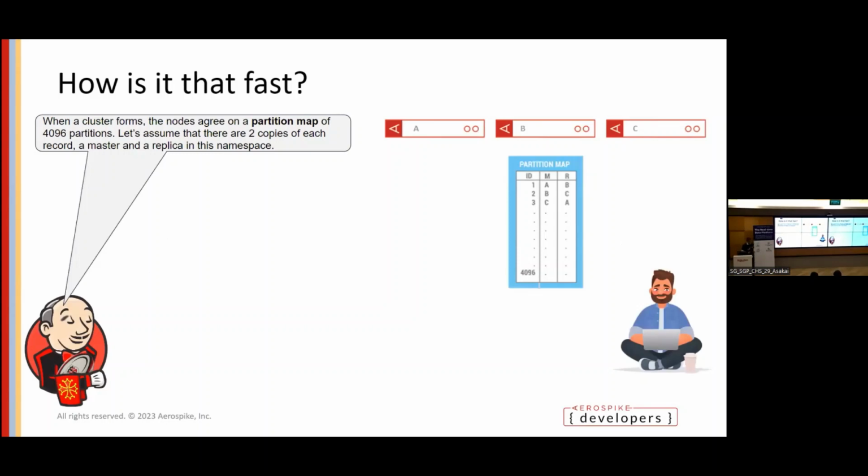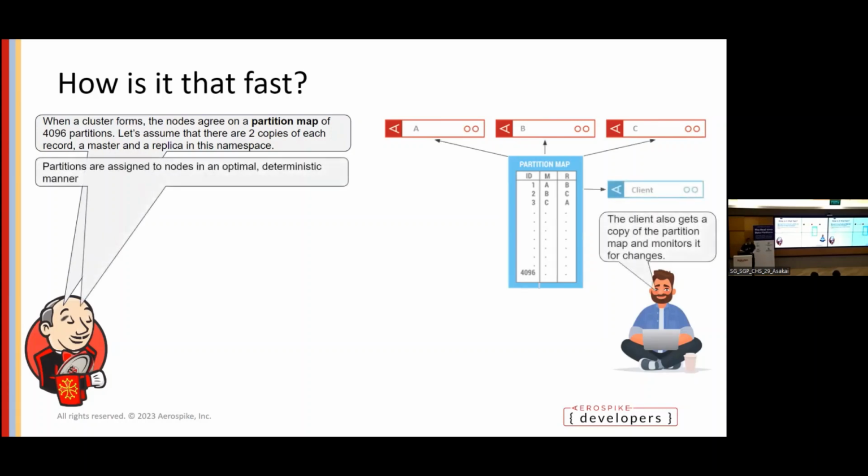So what happens is Aerospike has a constant partition map. When the client connects to the server, it retrieves something called a partition map, and it has exactly 4096 partitions. Okay, so let me just show you here. So you can see here what happens. You have 4096 partitions. You have the master copy and the replica copy. So every node has the same partition map, as well as the client.